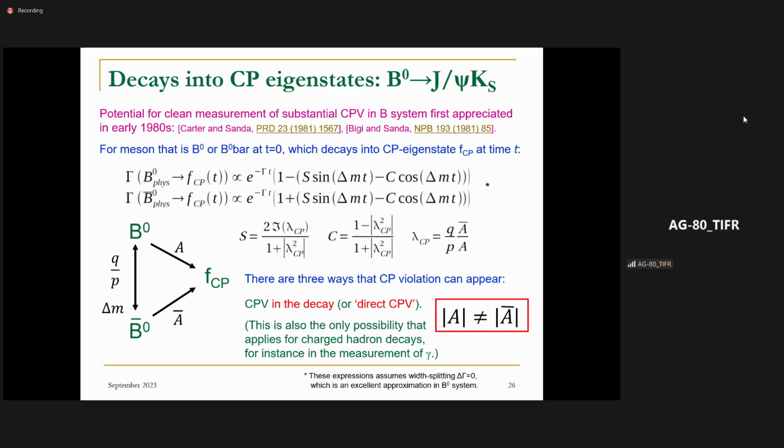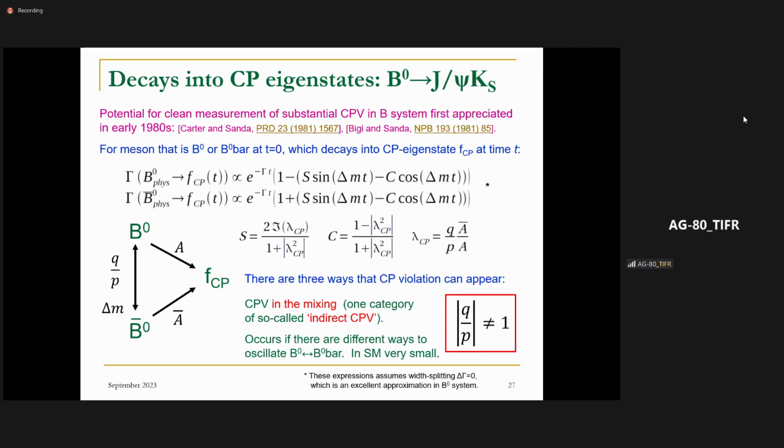Now, if we look forward to my later discussion, we'll be talking about CP violation in charged meson decays. There you cannot have mixing, and so this is the only way you can get a CP violation in such decays. Another way is CP violation in the mixing, where I already mentioned that the magnitude of Q over P is not equal to 1. This is called indirect CP violation. Again, this turns out to be important in the kaon system. In the B system, this is at a very, very low level.